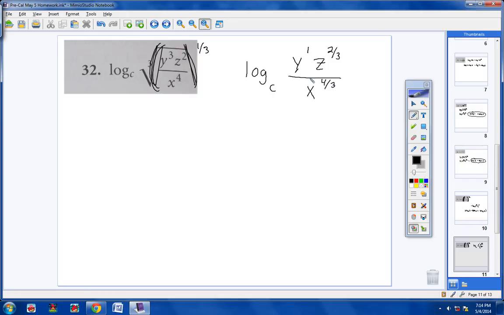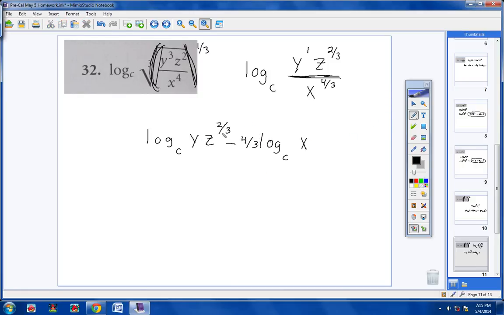Okay? And now start with your quotient first. So our numerator, we're going to have the logarithm of c, and then your numerator, so y to the 1, z to the 2/3, and then minus the logarithm base c of x to the 4/3 power. Okay? And notice, if you want to very quickly, you can grab the 4/3 and put that to the left of the logarithm. That's totally fine to do.